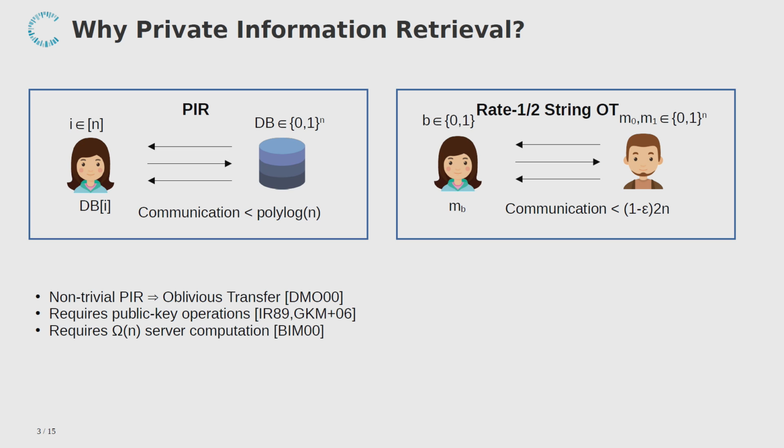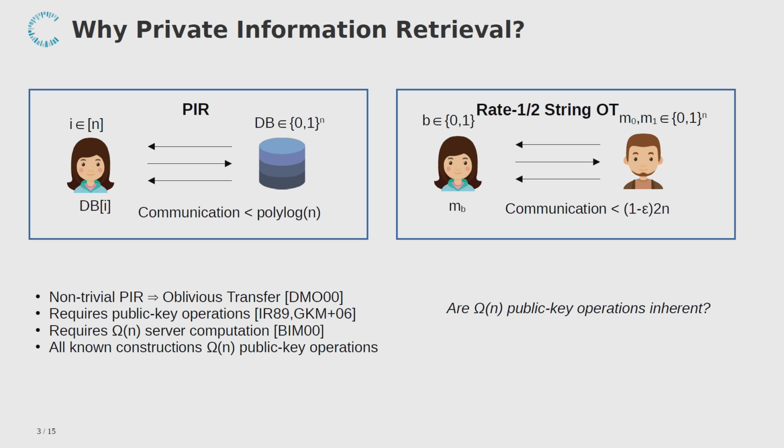Then it does require linear server communication, because if the server doesn't look at the entire database, it knows some information about the index. And all known constructions do require linear public key operations. So we have that it definitely requires public key operations, and we know that it definitely requires linear communication. But the question is, does it really require linear public key operations? That is the question that we're trying to answer.